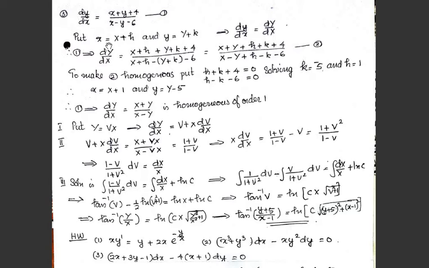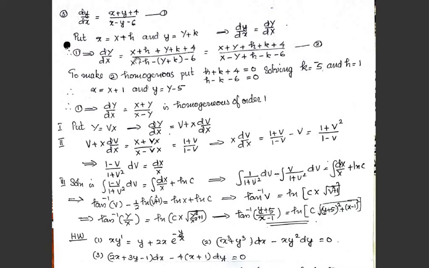So what is dy by dx? dy is d capital Y, and dx is d capital X, since h and k are constants. So dy by dx is dY by dX for the capitals.